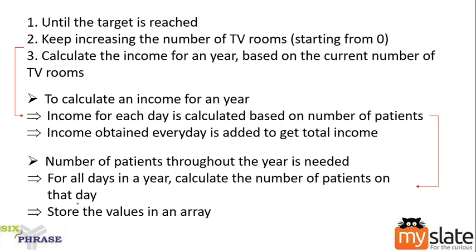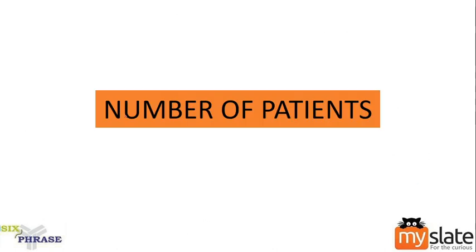Store it in an array. Based on that array value, you can calculate the income value. Clear? Okay. So first step, we need to know the number of patients. How can I calculate the number of patients?